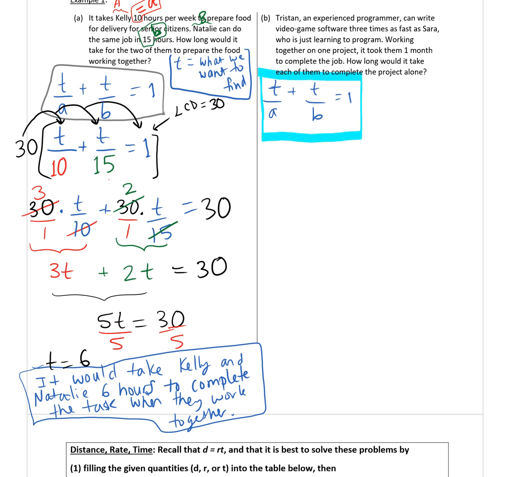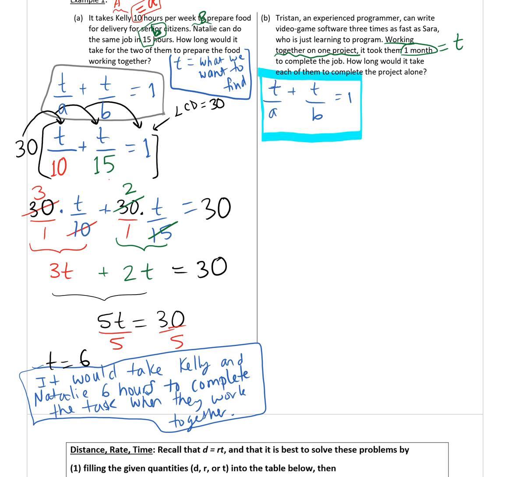Tristan, he's an experienced programmer. He can write video game software 3 times as fast as Sarah, who is just learning the program. Okay, fair enough. Working together on one project, it took them 1 month to complete the job. Okay, that's a number. I can do something with that. Said, okay, working together, that means that this number must be lowercase t. T is 1 month, because remember, working together is t. Working alone would be A or B.